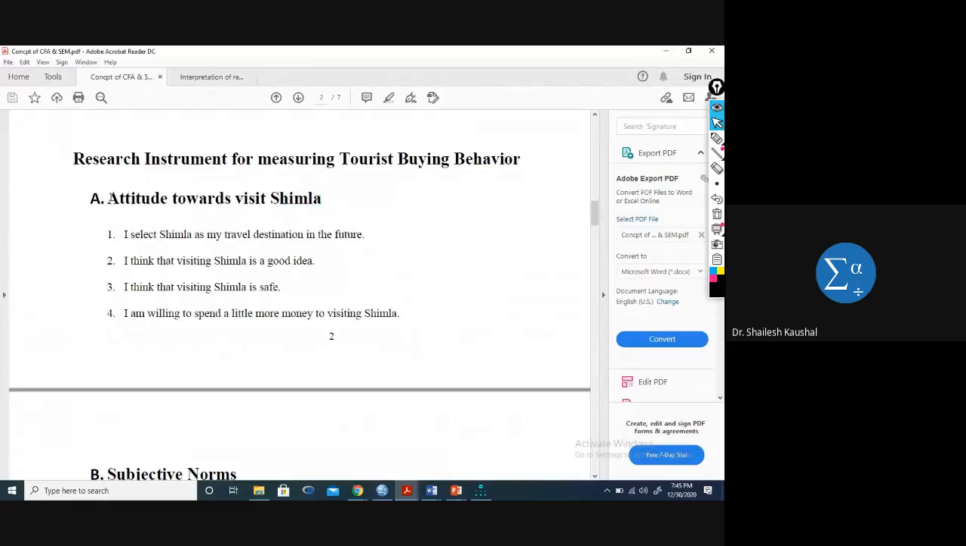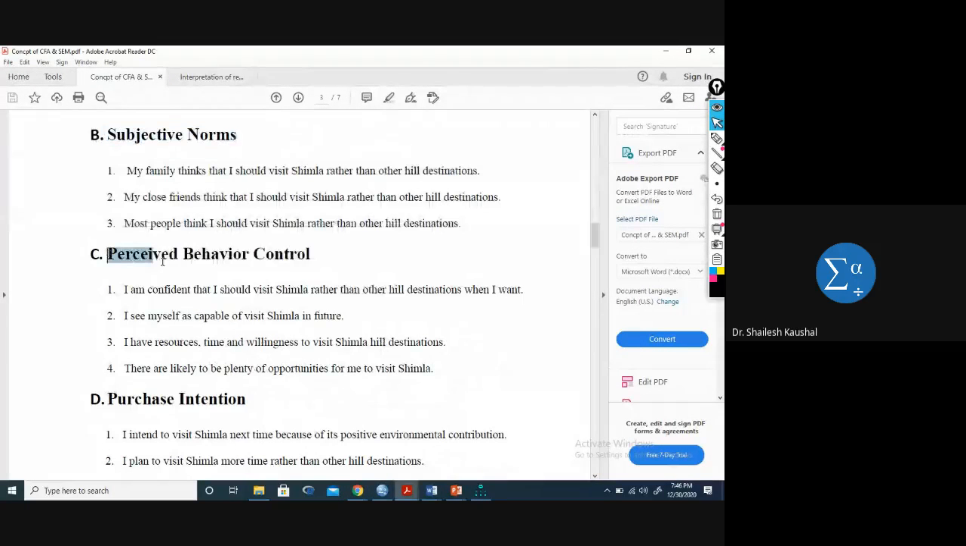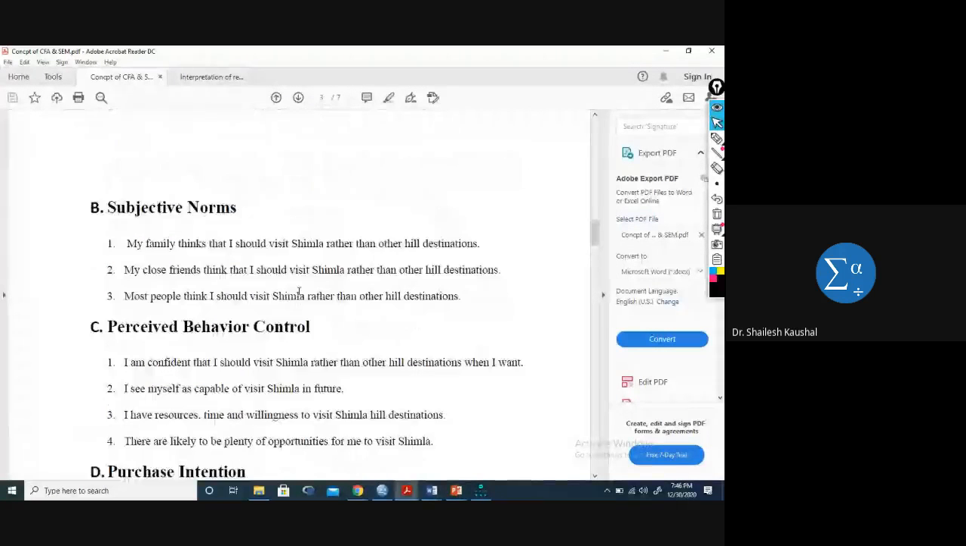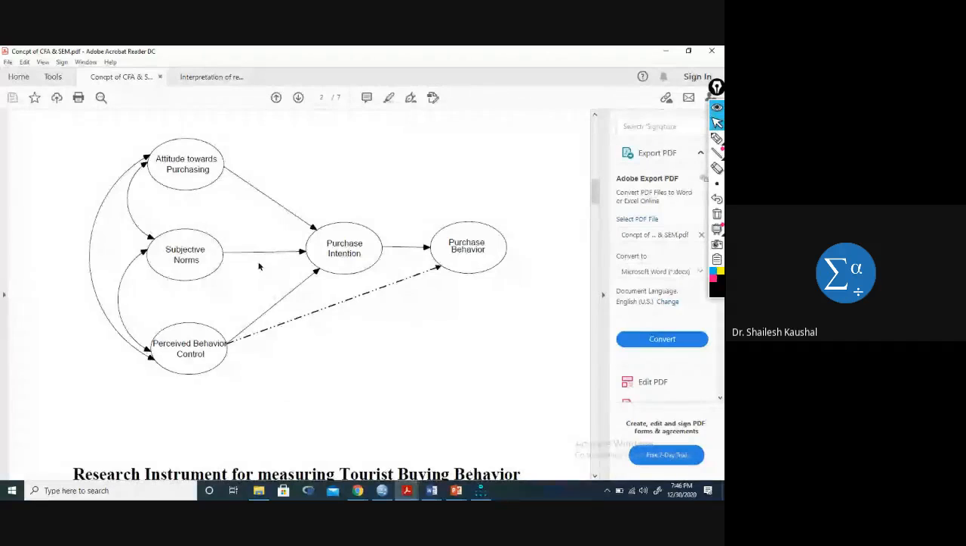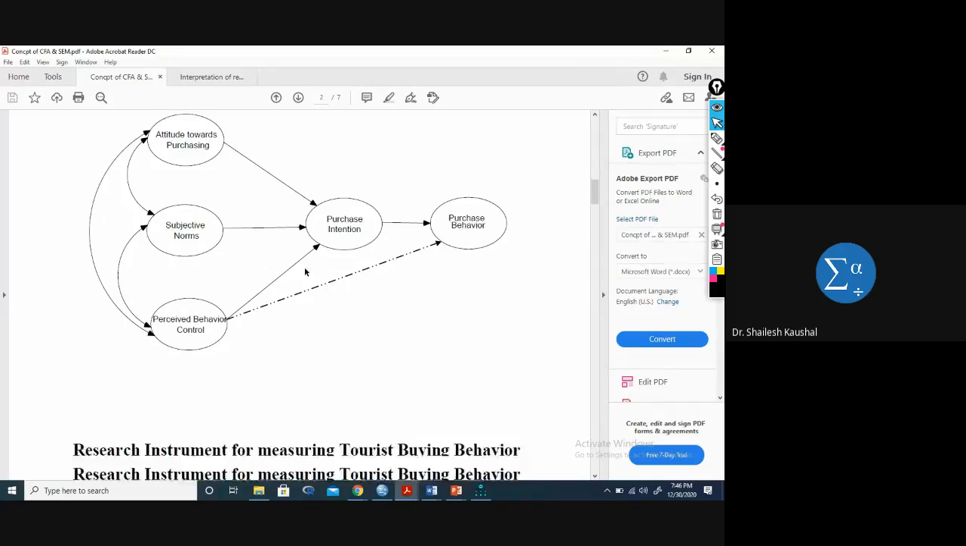So I will measure the 5 constructs. One is attitude, second subjective norm, third perceived behavior control, fourth purchase intention, fifth purchase behavior. This is my theoretical model. When you are performing any structural equation modeling, you should have this type of model from research papers. Without theory, you cannot perform structural equation modeling. Theory is a must, and you should have at least 20, 30, 40 research papers.